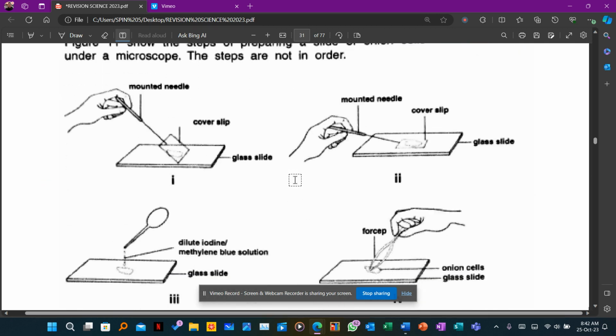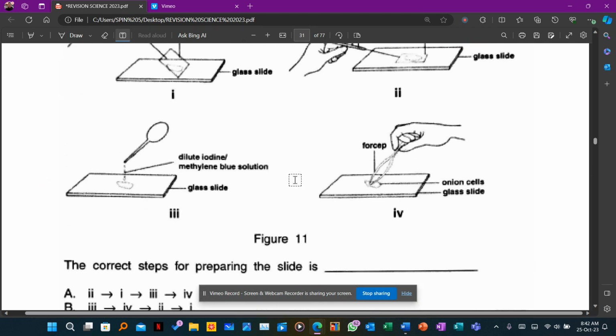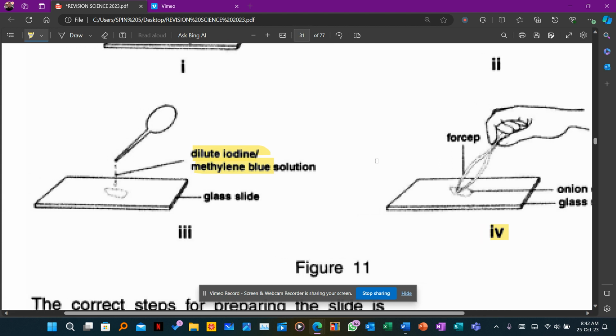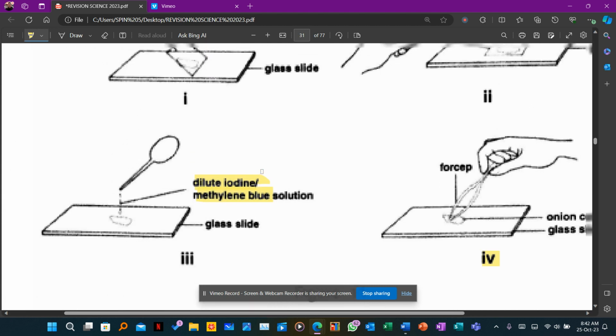All right, next one. This is how you prepare a slide. When you prepare a slide, always put a sample first. After you put the sample on the glass slide, make sure it's at the center. You add coloring. In this case, it's iodine or methylene blue. It depends on the specimen that you're using. Iodine will make the specimen yellow. Methylene blue will make the specimen slightly bluish purple.